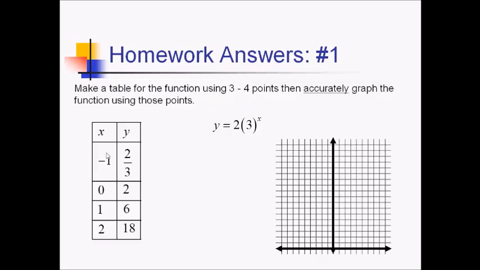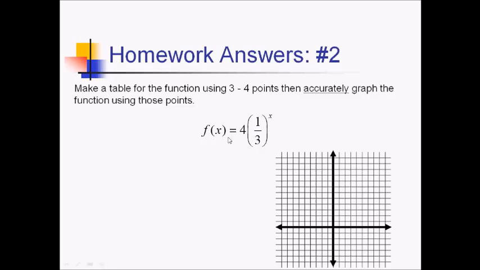So we've got -1, comma 2/3, that's somewhere around here, and then 0, comma 2, 1, comma 6 is up here, and then 2, comma 18, so let's see, here's 8, 10, 12, 14, 16, 18, all the way up there. So there's our function.